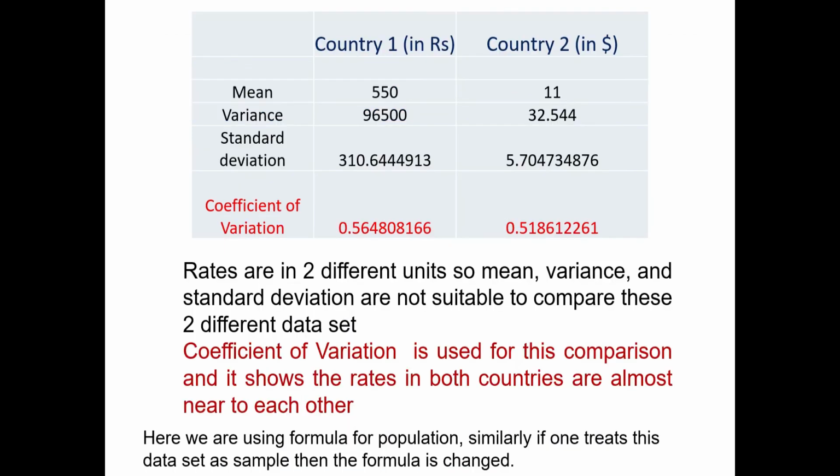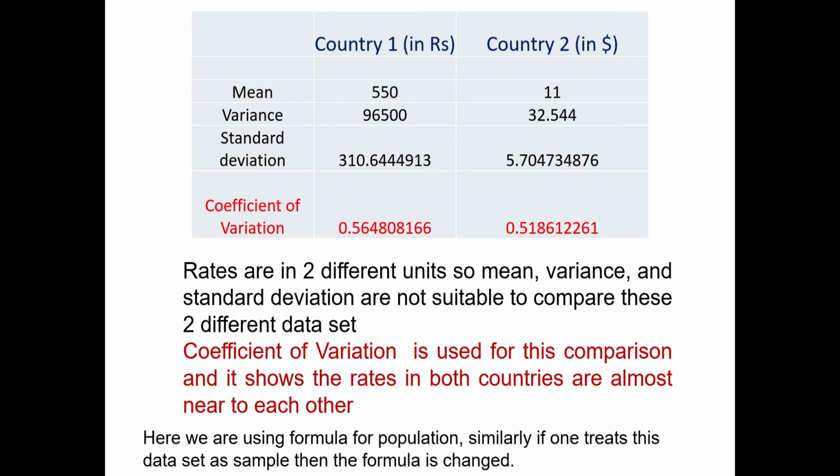Now, in rupees, we calculate the mean, which comes out to be 550 rupees. In dollars, 11. If anybody compares, he will see that yes, America is very cheap, only 11, or India is very costly, movies are 550. But mostly people are ignoring the units.